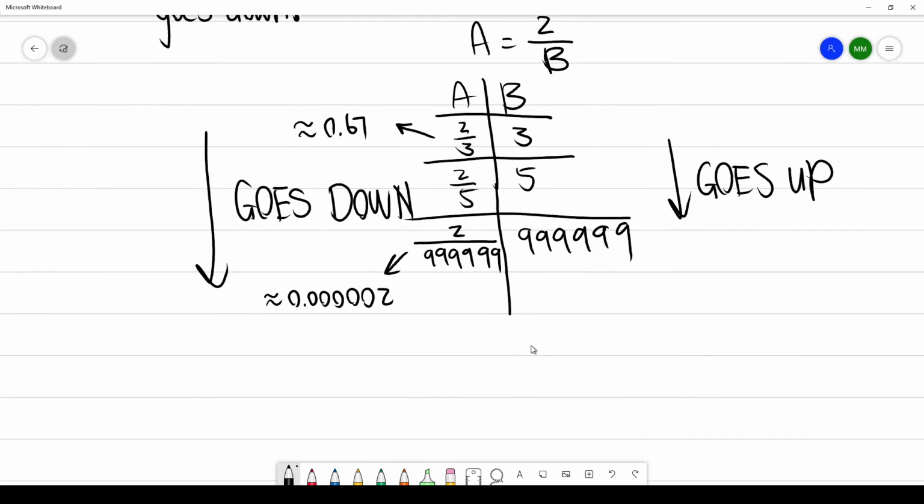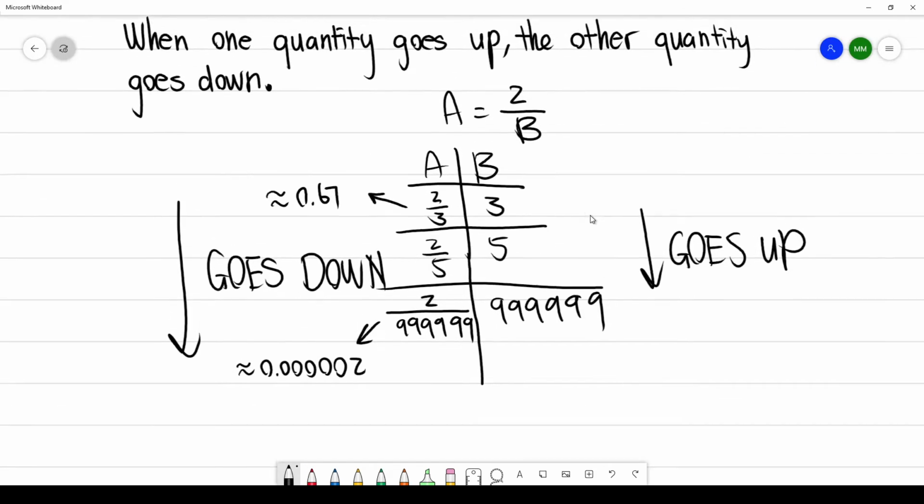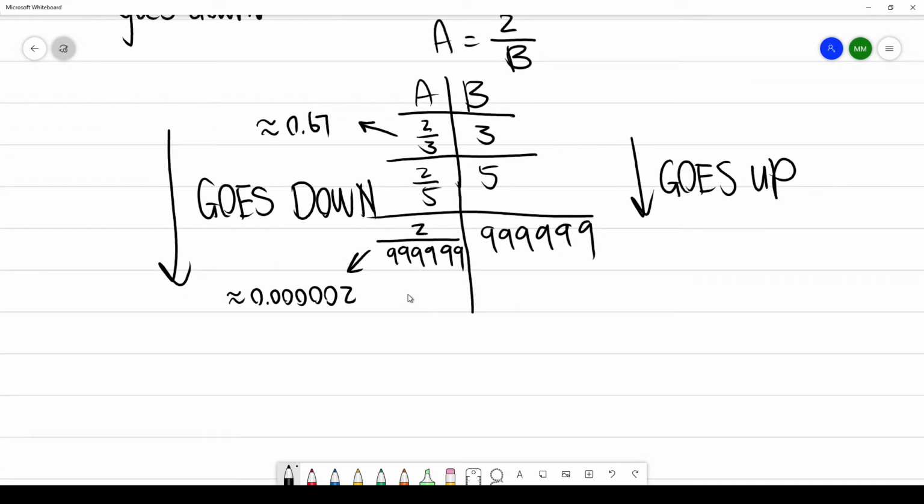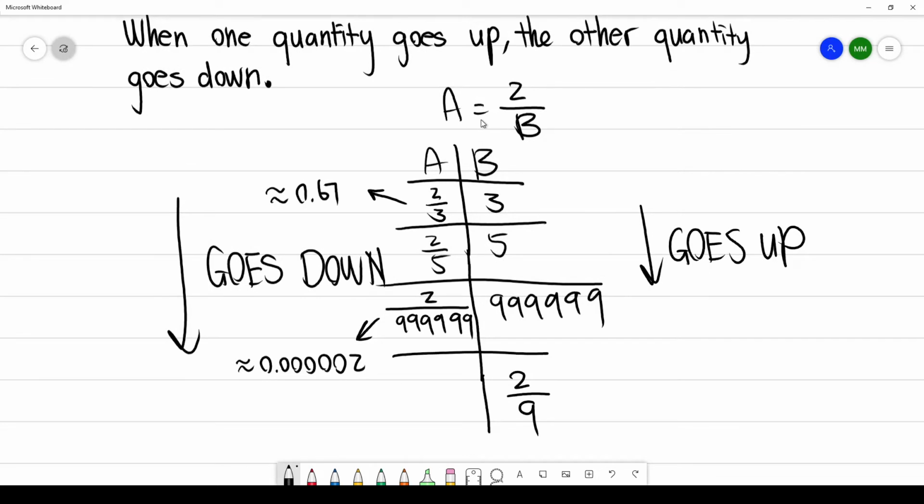Now how about this? I'll change b. I'll make b go down. What happens? So let's say b is equal to 2 over 9. Here, can you figure out what a is for me, please? So a is equal to 2 over b. When b is equal to 2 over 9, what is a equal to? Type it into the chat.